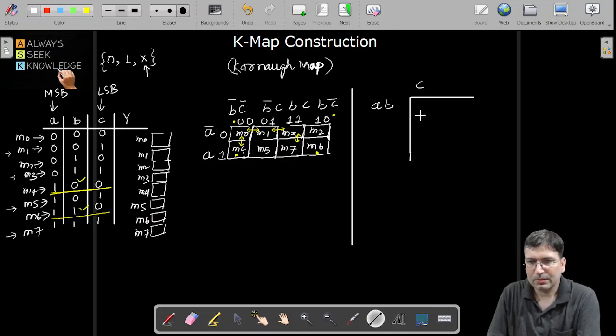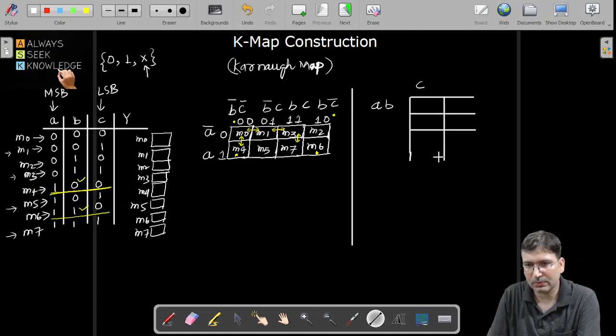Okay, so in that case, here there will be 4 combinations and here there will be 2 combinations, right? Because there is only 1 variable in the columns, and in the rows there will be 4 rows because there are 2 variables involved. The K-map will look like this. Let's see it.